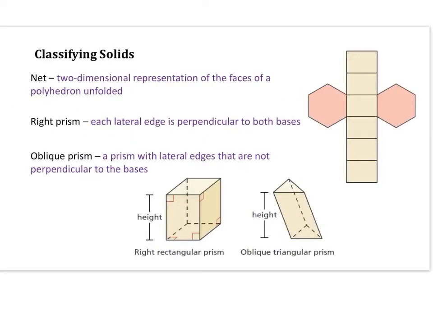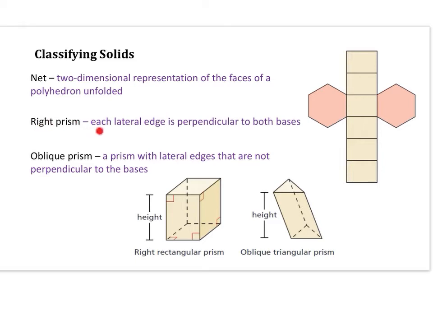All right, continue with our vocabulary. We have a net, which you might be familiar with. It's a 2-dimensional representation of the faces of a polyhedron unfolded. You always have your bases on opposite sides of your lateral faces, and your lateral faces of a prism will always be rectangles. Lateral faces of pyramids will always be triangles.